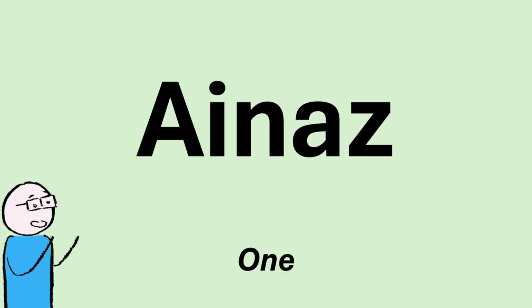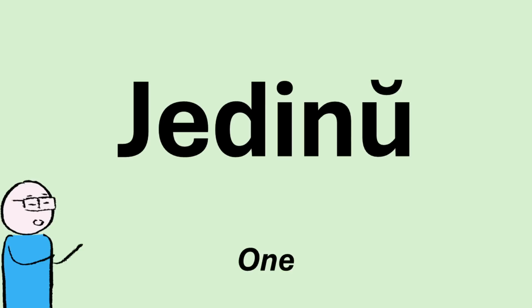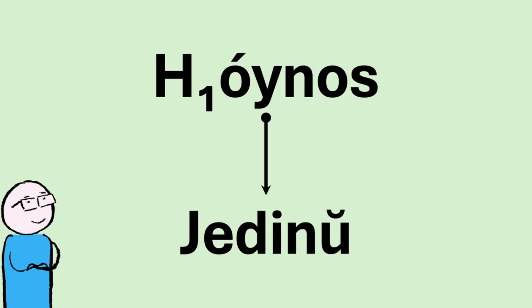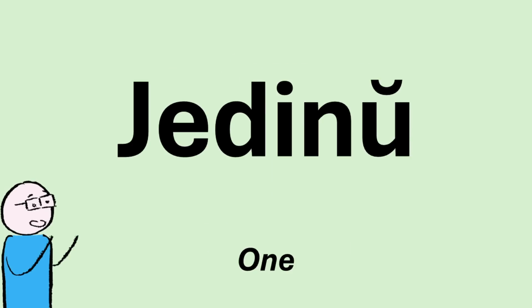Makes sense. I can see the similarity to the Proto-Indo-European word. Yeah, it's a pretty straightforward one. So what about in Slavic? The Proto-Slavic word was jedyne. Wait, what? That looks nothing like the Proto-Indo-European. How did that happen? Well, this word is actually made of 2 bits.